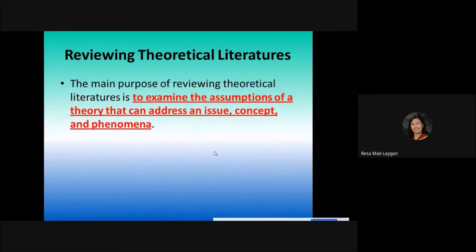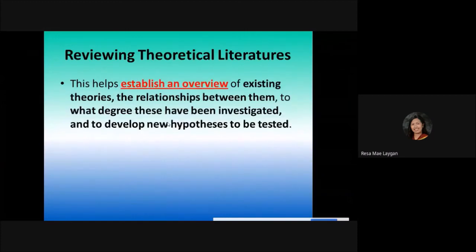So the main purpose of reviewing theoretical literatures is to examine the assumptions of a theory that can address an issue, concept, or phenomena. Because as I've said, it provides a tentative answer. So this helps establish an overview of existing theories, the relationship between them, to what degree these have been investigated, and to develop new hypotheses to be tested.